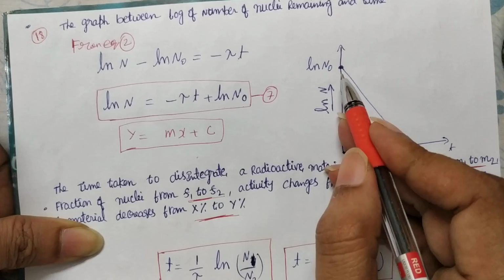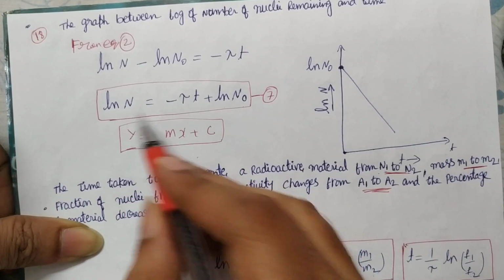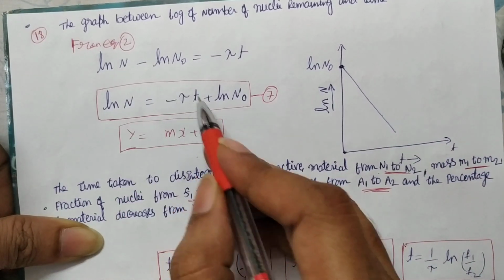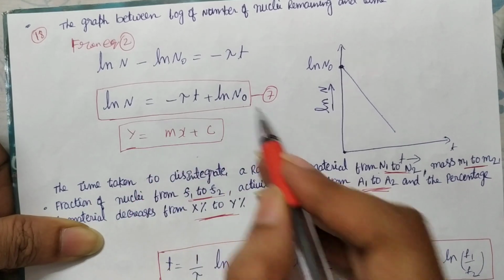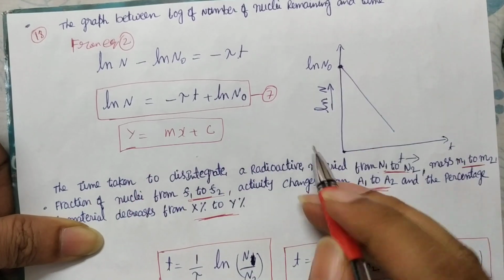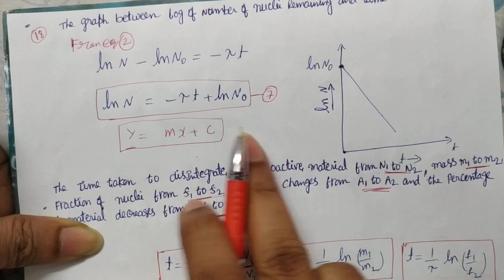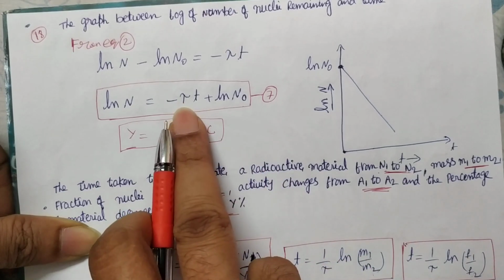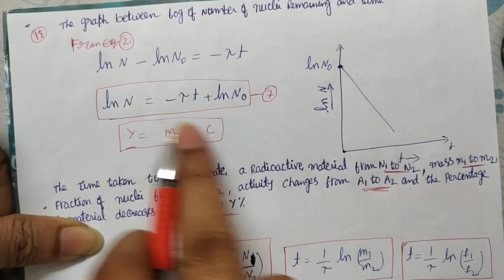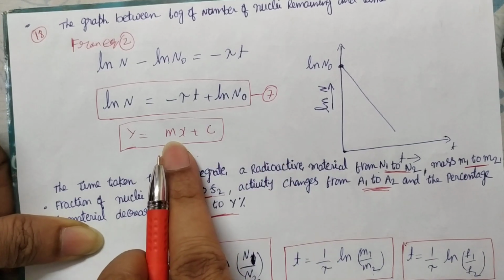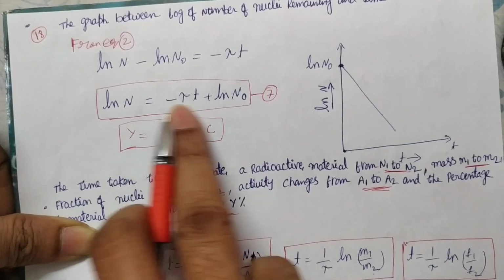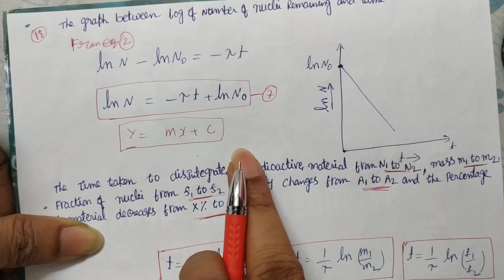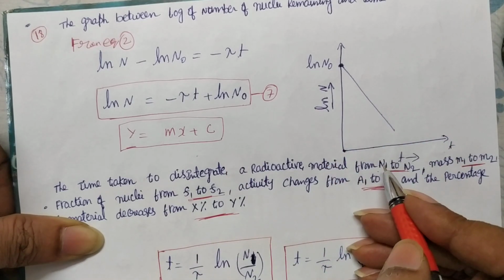Initially log N becomes log N naught. Why? Because if t equals 0, log N is equal to log N naught. When time increases, this value decreases, since minus something is there, but it represents a straight line because the slope is negative, and this is compared with y equals mx plus c. So you get a line like this.